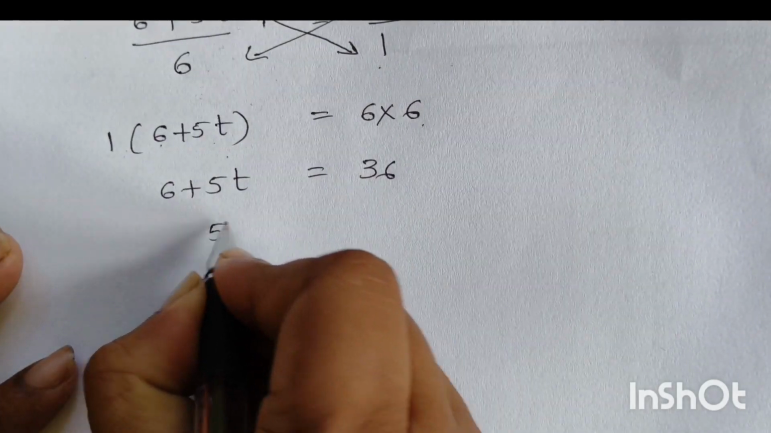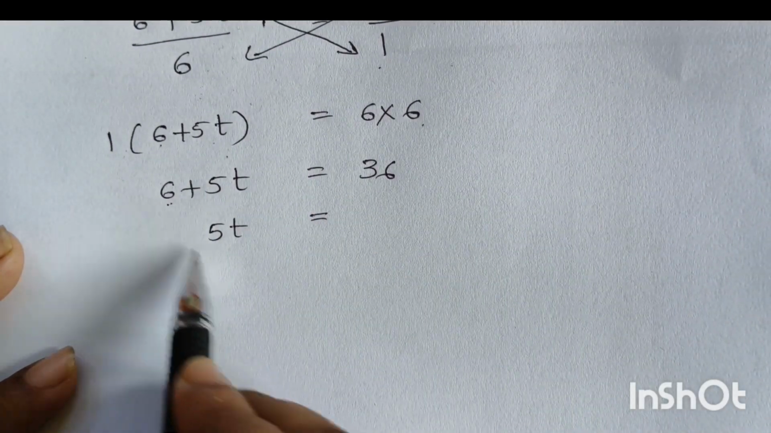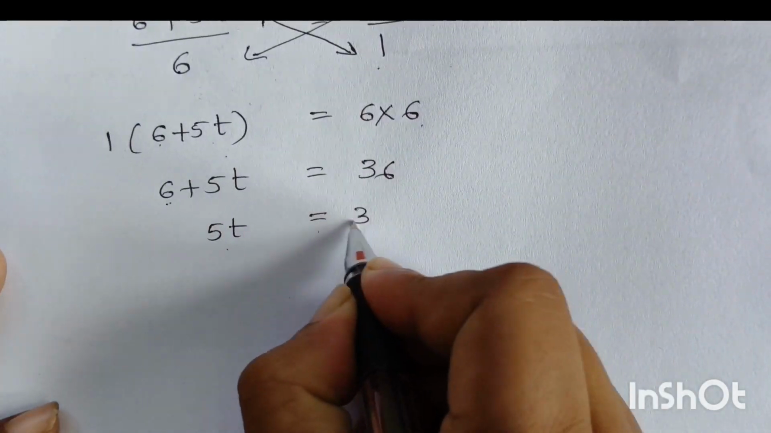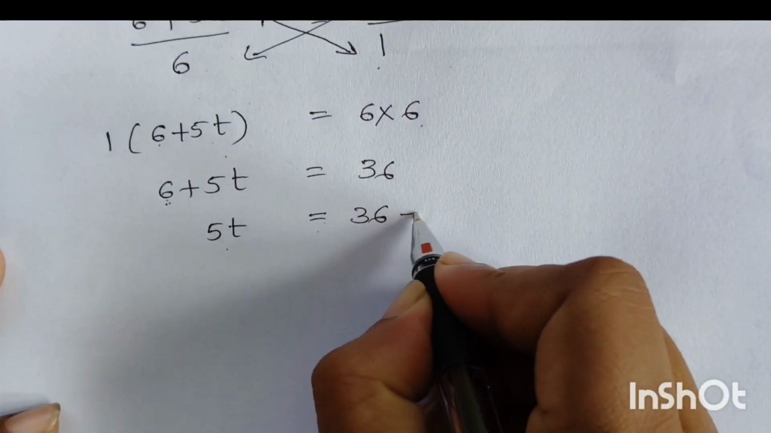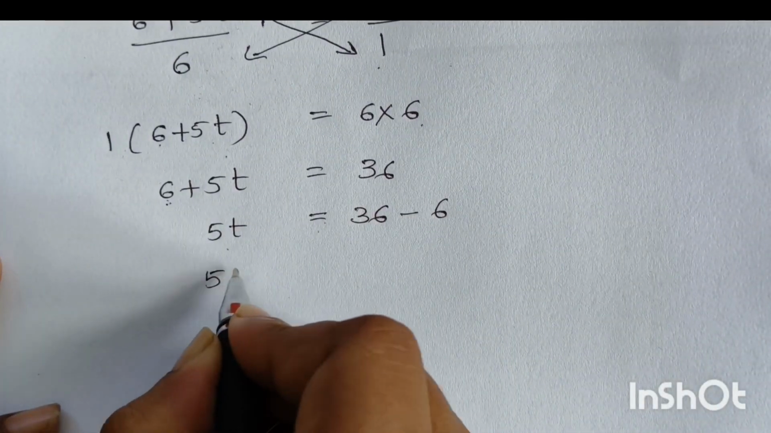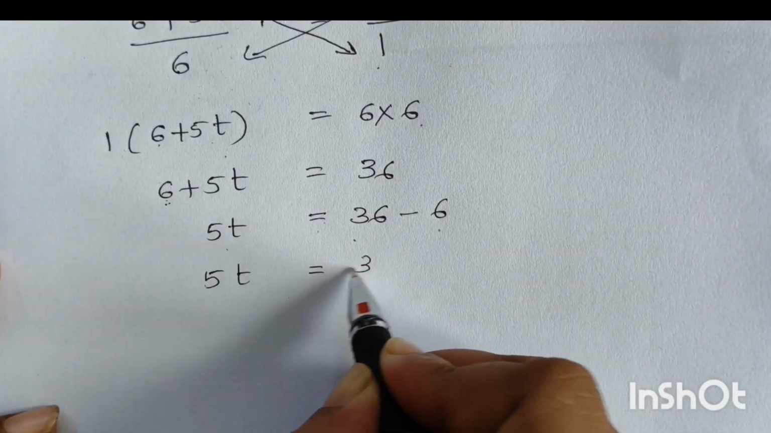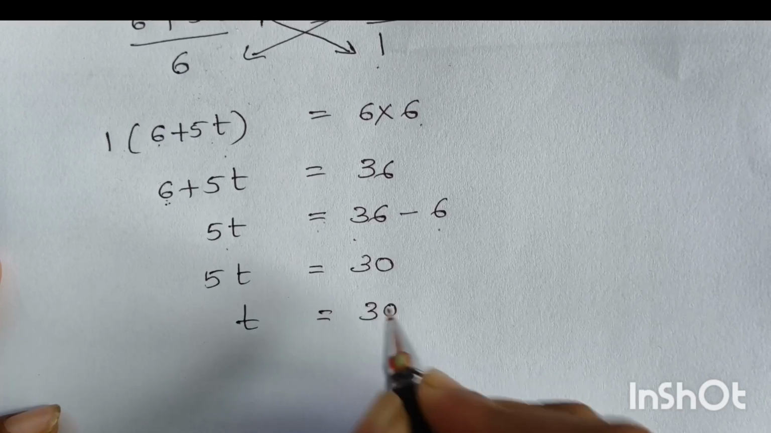Therefore, what we have to do? The extra term is 6. So let us send this to the other side. Then it will become 5t is equal to 36 plus 6. When it crosses the equal to sign, it will become minus 6. Therefore, 5t is equal to 36 minus 6 is 30.